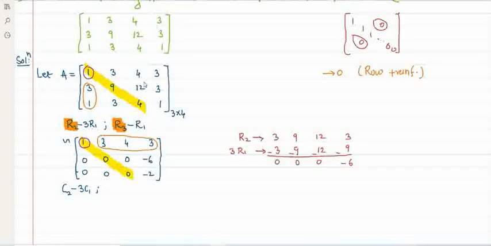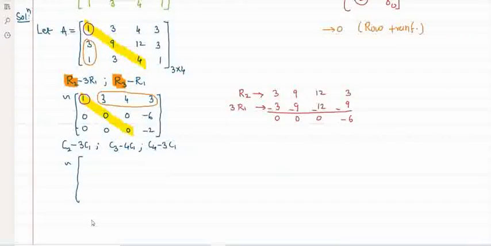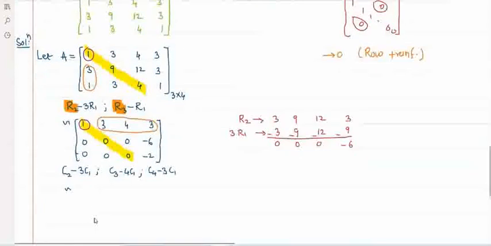Similarly, next transformation, suppose you want to reduce this element to 0, that is corresponding to the third column. C3 minus 4C1. Correct. Now corresponding to this, C4 minus 3C1. Now once again, you are getting a new matrix equivalent to the given matrix.